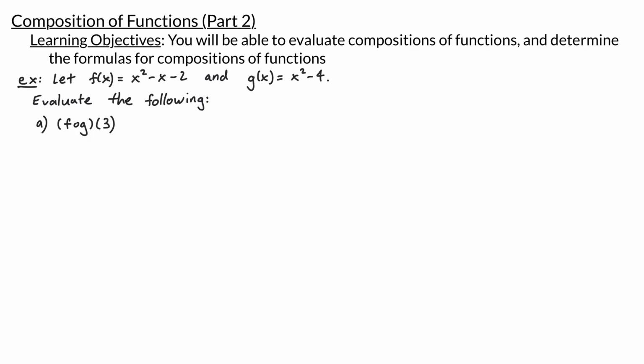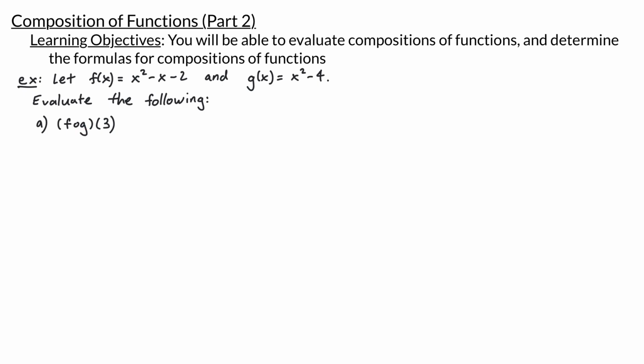In our example here, we have two functions, a function f defined by f of x equals x squared minus x minus 2, and a function g defined by g of x equals x squared minus 4. Let's get some practice evaluating compositions of functions. In example A, we're looking at f composed with g evaluated at the input 3. Remember, the function that shows up on the left-hand side of the composition symbol is the outer function. The function that shows up on the right-hand side of the composition symbol is the inner function.